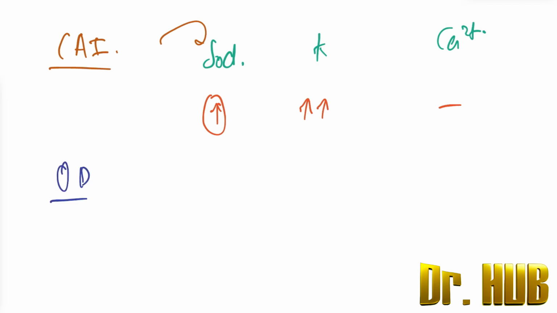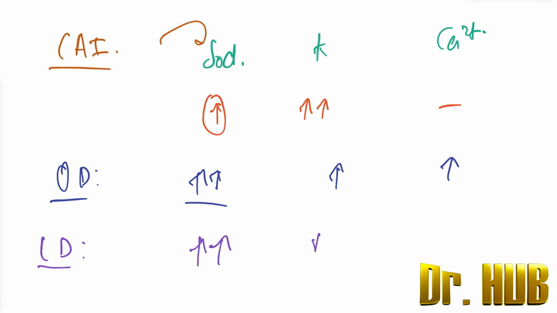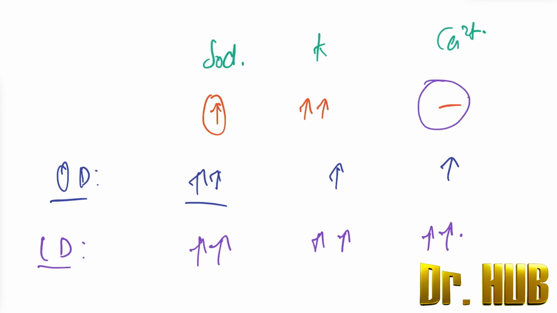Then when you look at the OD, that is the osmotic diuretics, there is a similar pattern: there is a higher increase of sodium, an increase in potassium, as well as an increase in the calcium. So all three will increase in terms of the osmotic diuretics. Now when you go further to the loop diuretics, there is an equal significant increase of the sodium, potassium as well as the calcium. So what we are looking at here is that in terms of calcium there is no change, and this was brought by the CAI.